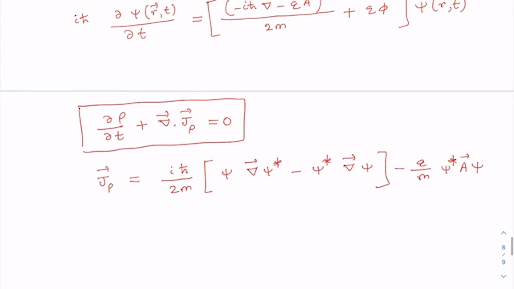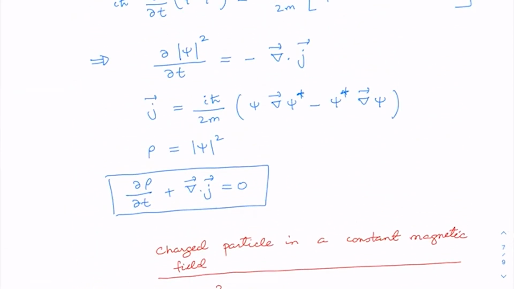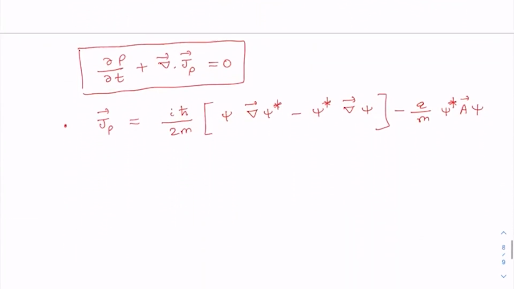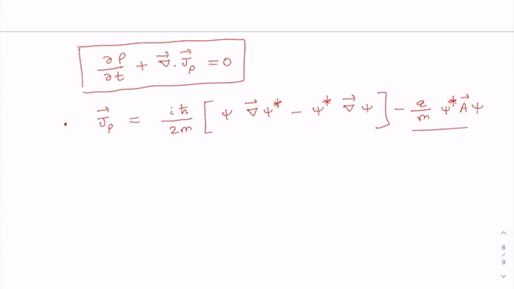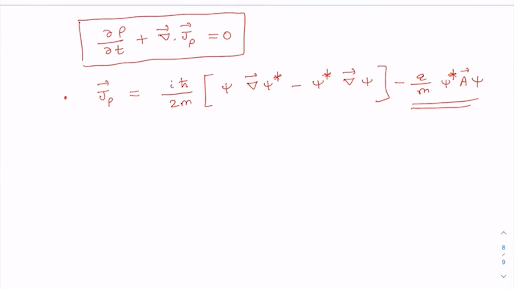And if you compare this expression now with the current density expression that we have worked out for the normal case, you see this extra term here is not there because we did not consider the particle to be placed in a magnetic field in this case when we discussed. Now if the particle is placed in a magnetic field, an extra term is coming, and this is the equation that we are going to utilize.